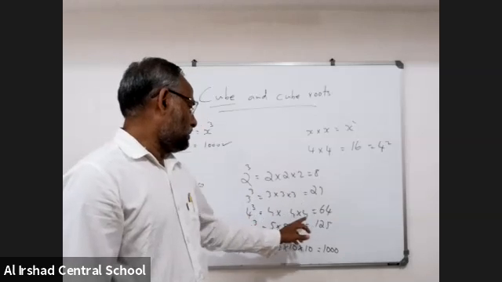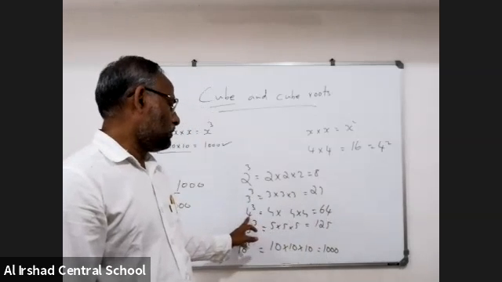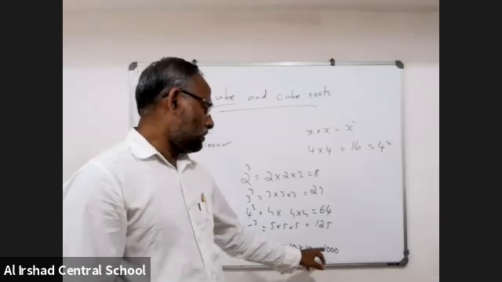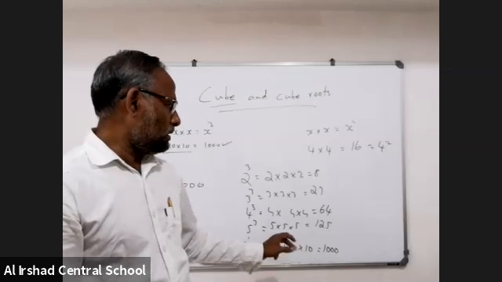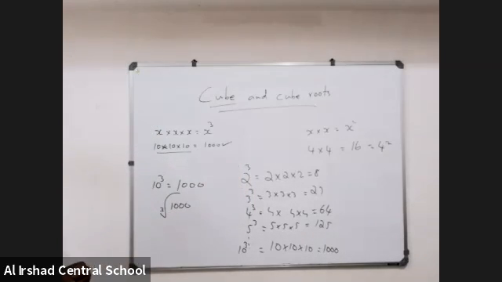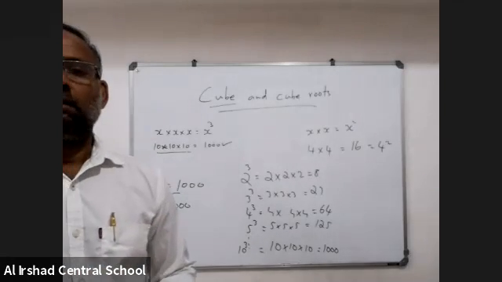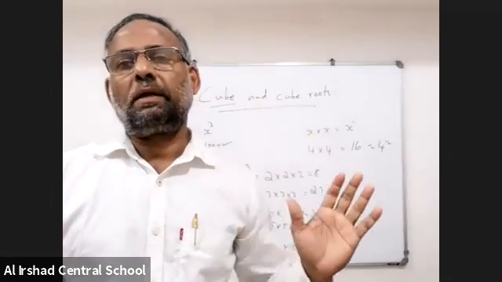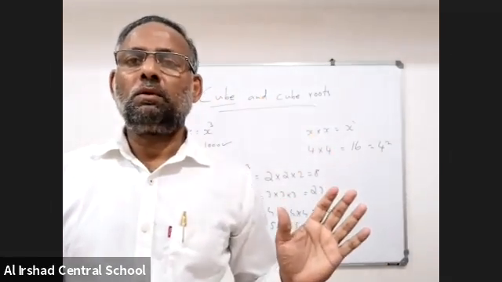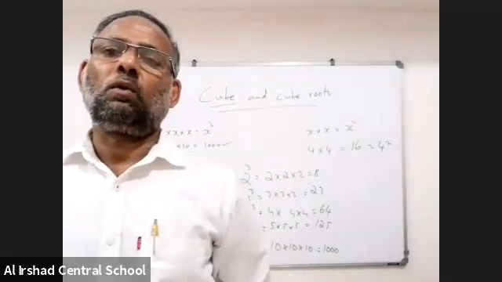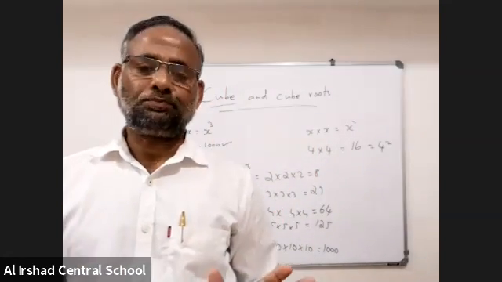What is cube root of 8? 2. Cube root of 27, 3. Cube root of 64, 4. Cube root of 125, 5. Cube root of 1000, that means 10. Don't confuse square root and cube root. Understand? Here square root means pair. One pair you are taking. When you are doing the cube root, 3 out of 3, 1 out of 3, like that.